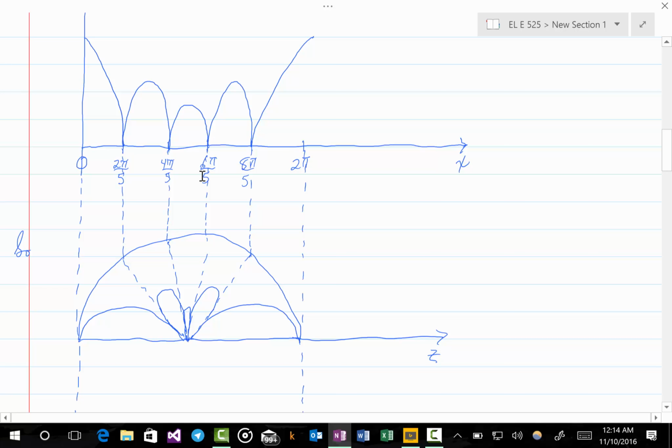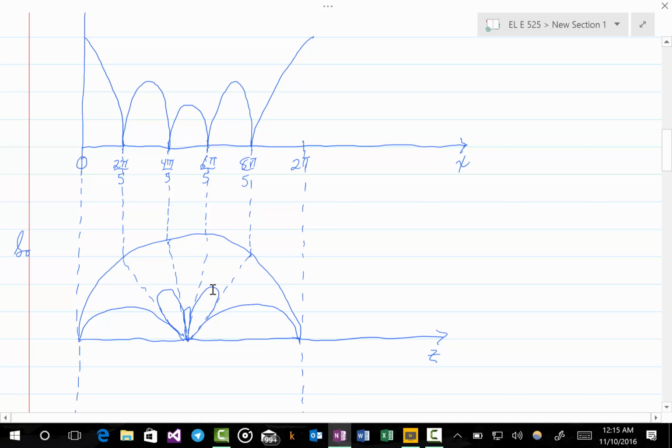It's also useful to drop vertical lines from the zeros of the plot above, because this will help us to keep track of where we have zeros in our polar plot. So we drop vertical lines from these zeros, and we find out where those vertical lines hit the circle, and then we draw radial lines from the origin of the circle out to those places, and that helps us to define where these lobes are.